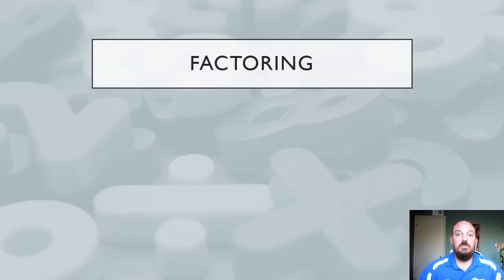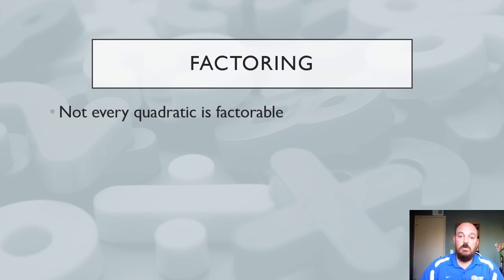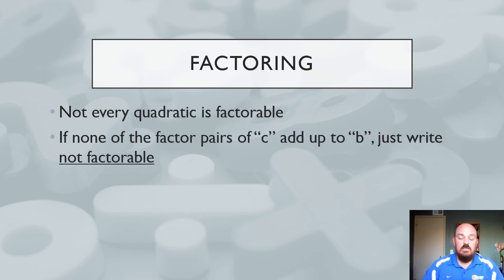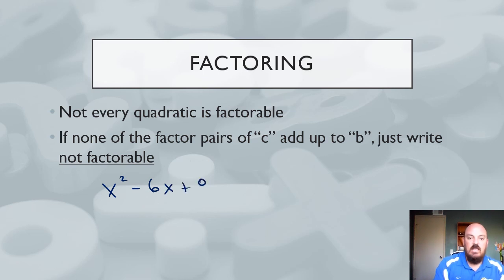Now there's one last thing I want to mention about factoring, and that is that not every quadratic is factorable. And remember, a quadratic, that's the name for our x squared plus bx plus c. So if you're trying to factor and you list all of the factor pairs of c and you notice that none of them add up to b, then what you do is you write not factorable and move on. Let me make up a quick example here. The last one we factored was x squared minus 6x plus 8. Well, let's make a tiny little change. Let's say instead of plus 8, we have plus 7. And you're supposed to factor that.